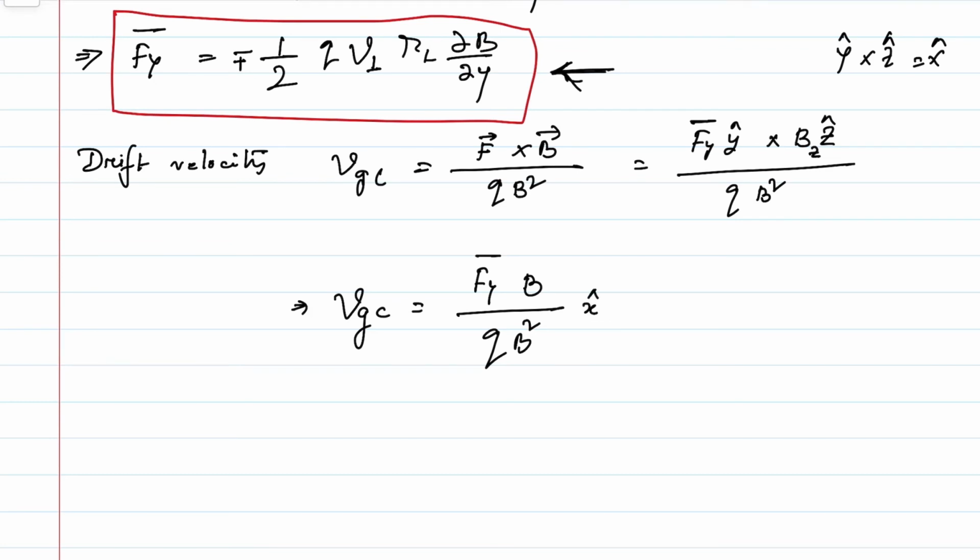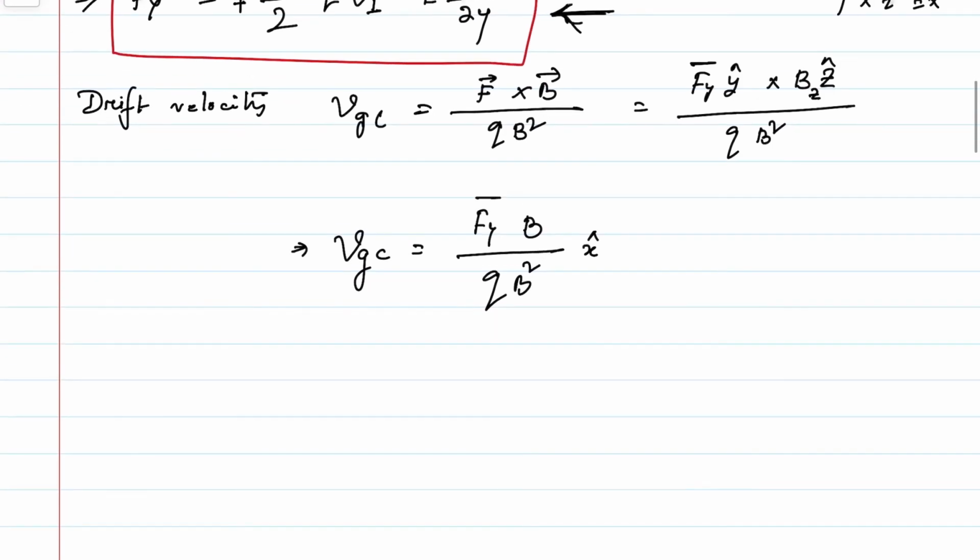So why have I written B here? You see, B_z means the z component, and the magnetic field B is applied along the z direction. That's why the z component is simply B, you can write. Okay, hope you have understood this. So I have written it like this.